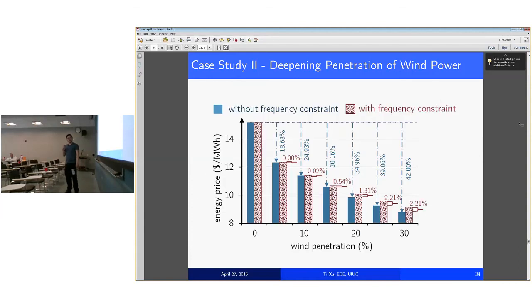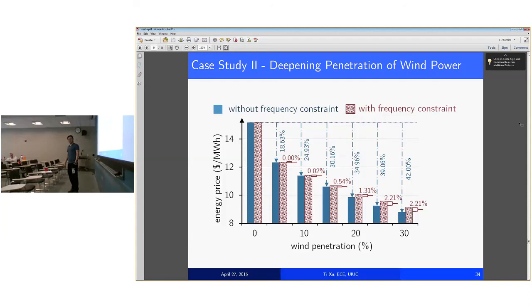Here I want to show something about wind integration. Without the frequency constraint, the integration of wind brings down the average energy cost. But if we have the frequency constraint, the contribution of the renewable resources is not that significant, because they replace conventional units and make the system have less inertia. We have to pay something else to supplement the inertial services in the system.